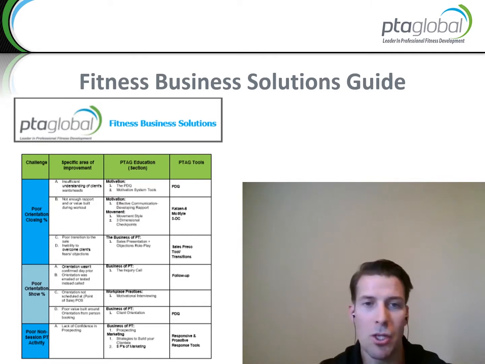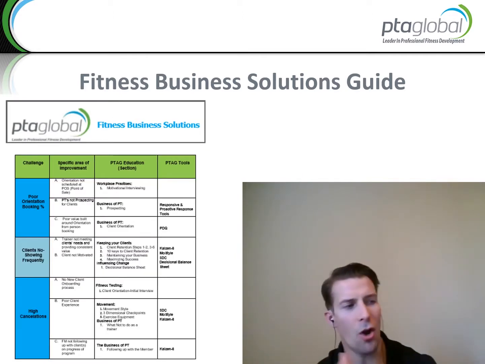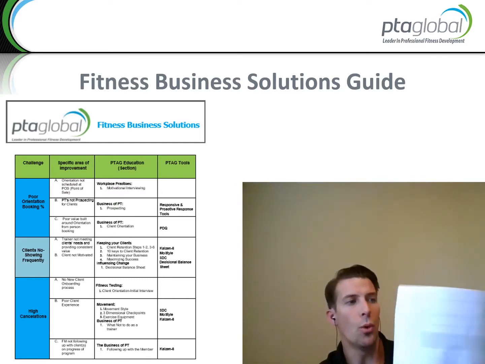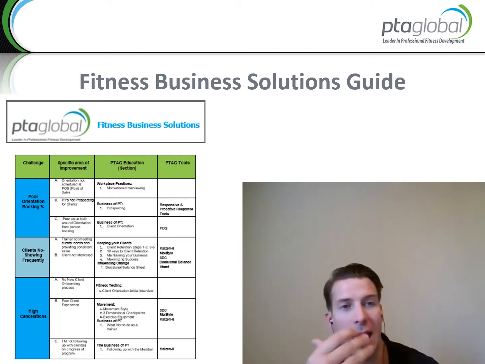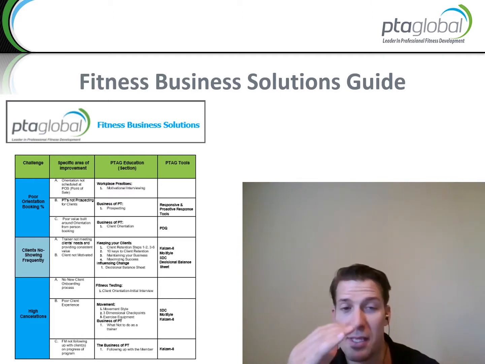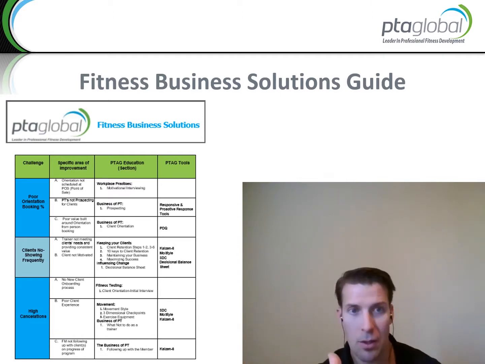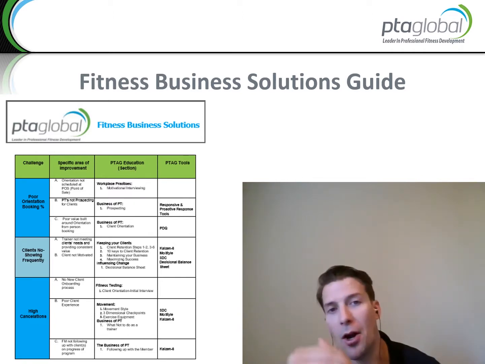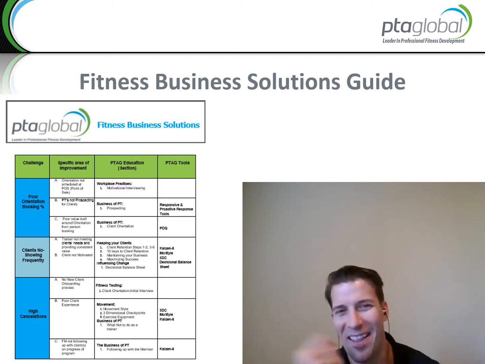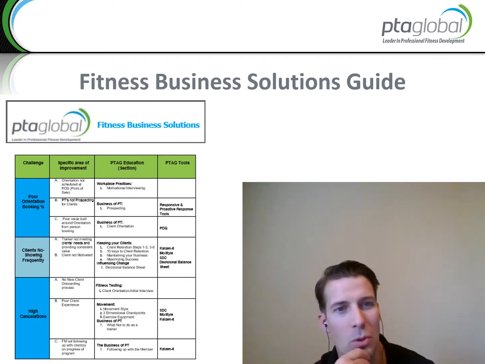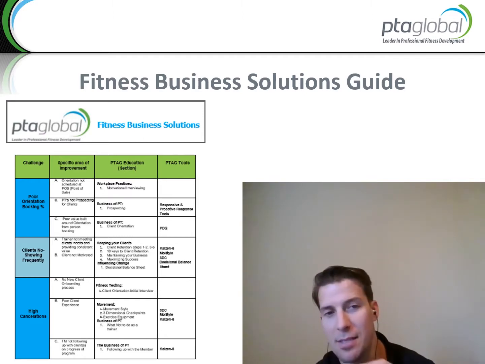Okay, so moving into our next page is the 2-page tool. We've got poor orientation booking. So we're just not getting enough people booked, right? The specific area of improvement is listed there, our PTA Global education is listed there, and then our specific PTA Global tools to help you be successful in this area.